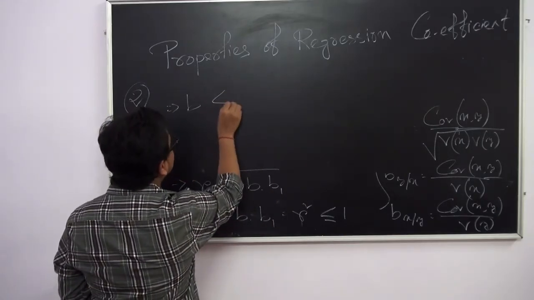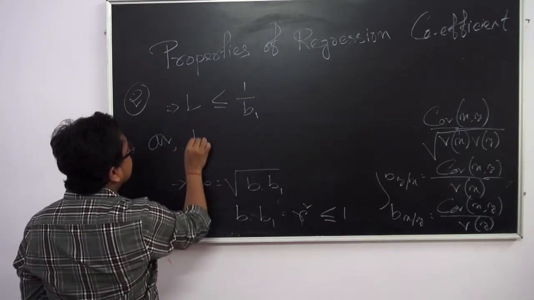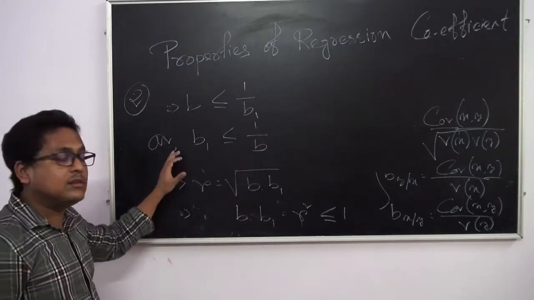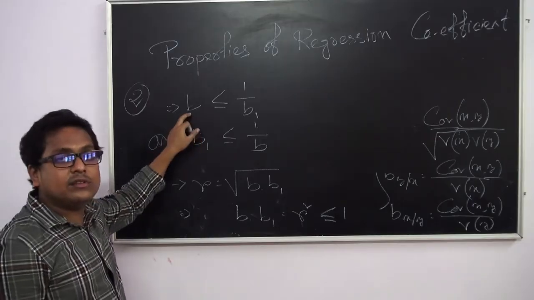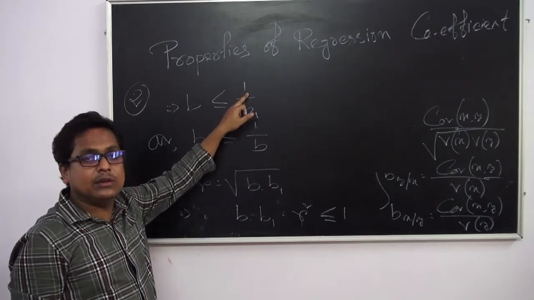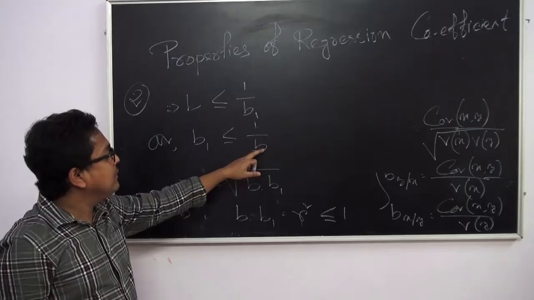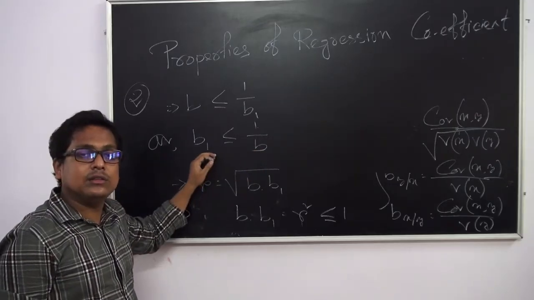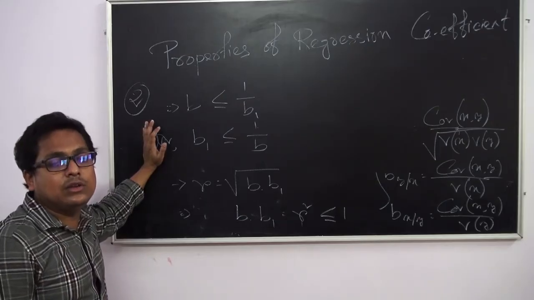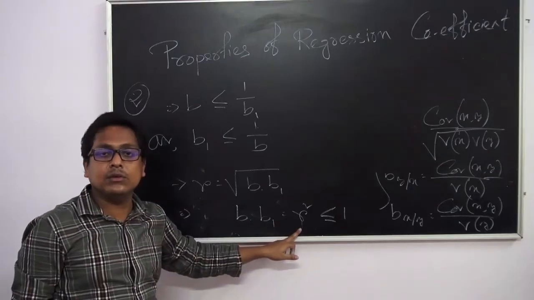That means b is less than or equal to 1 by b1, or b1 is less than or equal to 1 by b. This means if one of the regression coefficients is greater than unity, the other one will be less than unity. Similarly, if this one is greater than unity, then b will be less than unity. So if one of the regression coefficients is greater than unity, the other will be less than unity, provided that the correlation coefficient is positive.